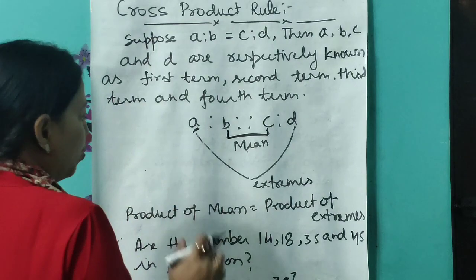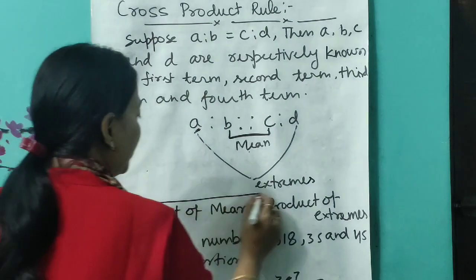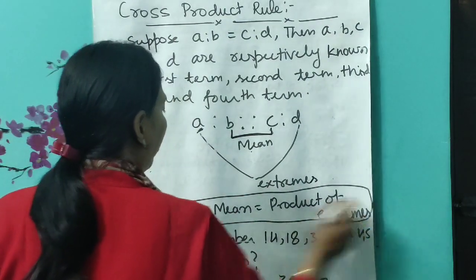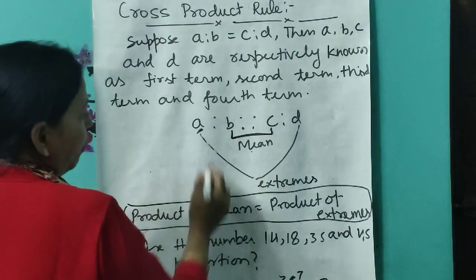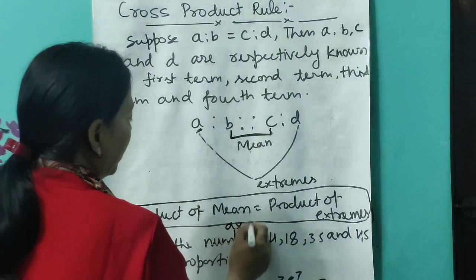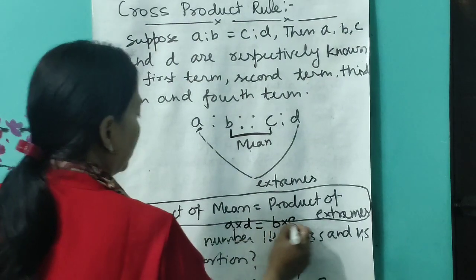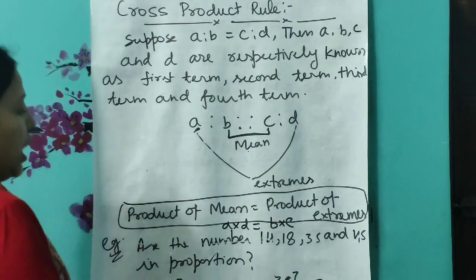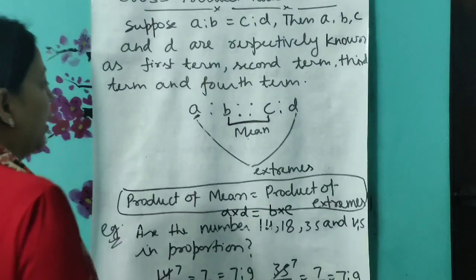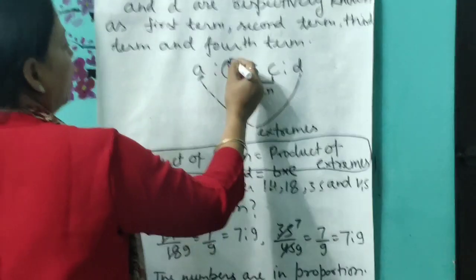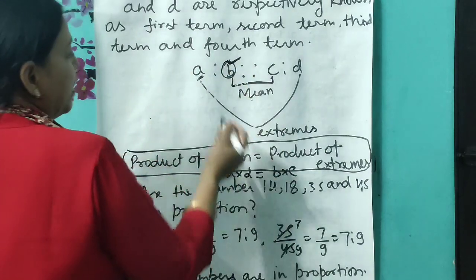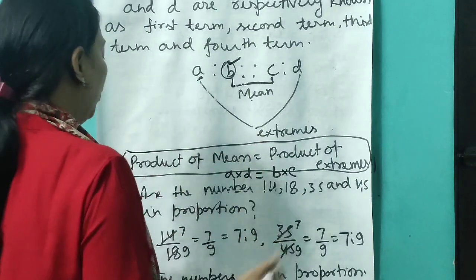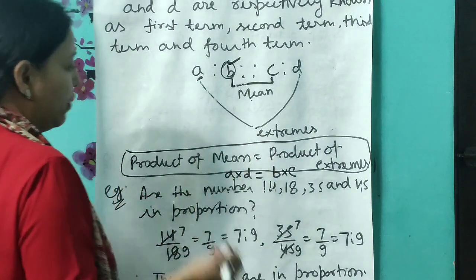Now what is the cross product rule? The cross product rule says the product of the means is equal to the product of the extremes. That is, A into D is equal to B into C. Using this rule we can also find a number that is not given in the series. If three numbers are given and you have to find the fourth unknown one, you can find it using this rule: product of means is equal to product of extremes.